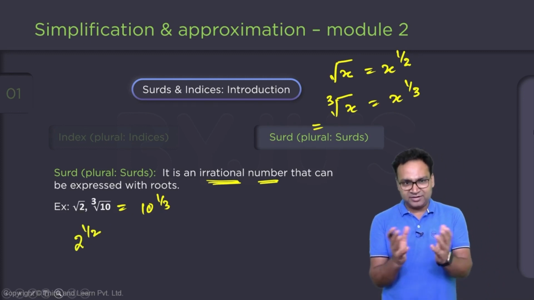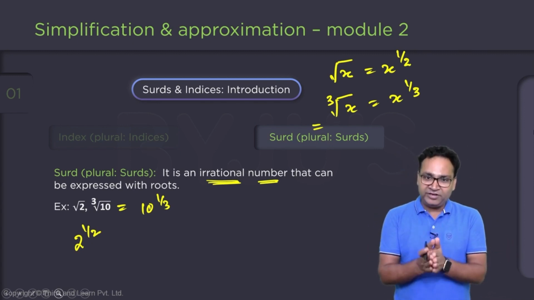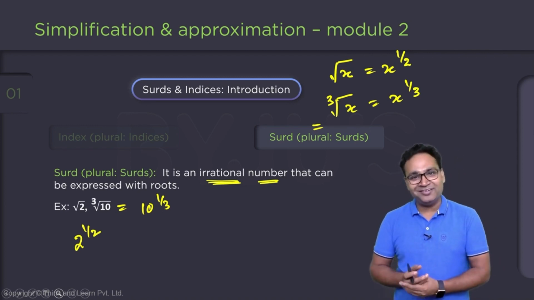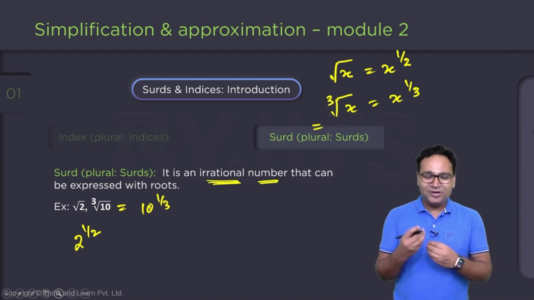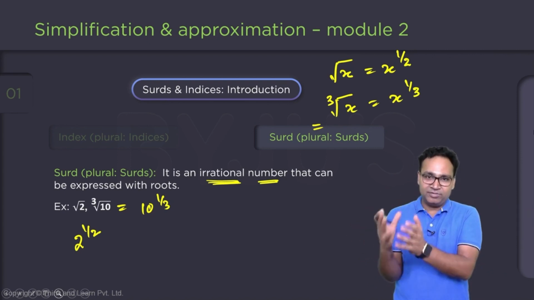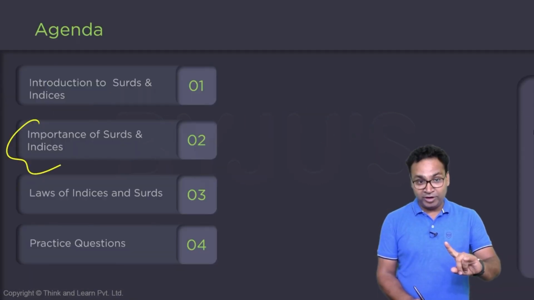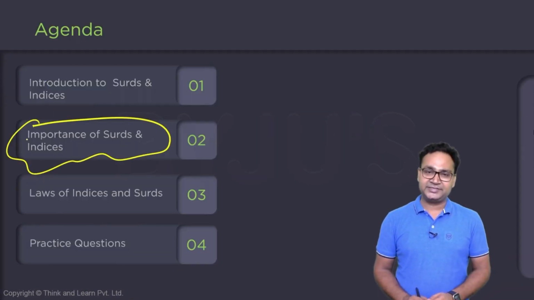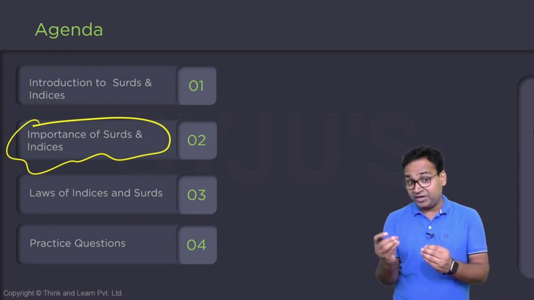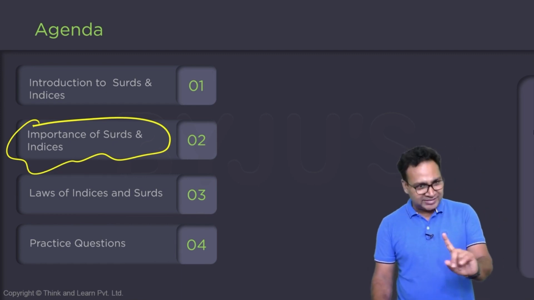So I think when you see surds and indices, technically whatever properties and rules we have for indices are also valid for surds, right? Although I'm saying these as different things, surds and indices, they are well connected. So let's see the importance of surds and indices, and then we will see the basic properties and rules related to indices and surds.